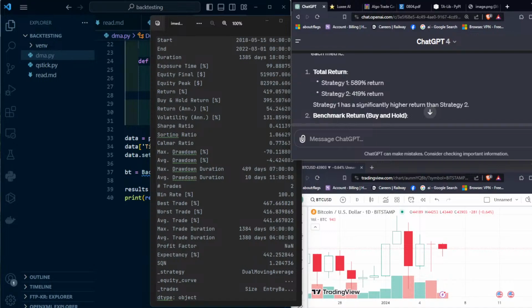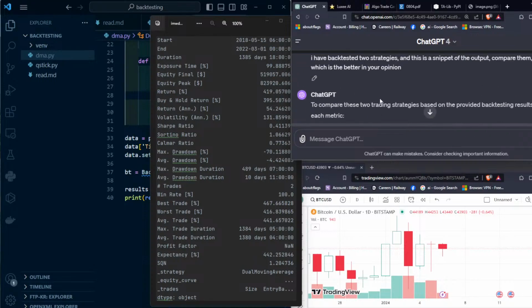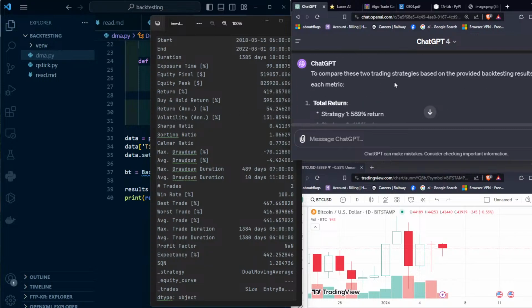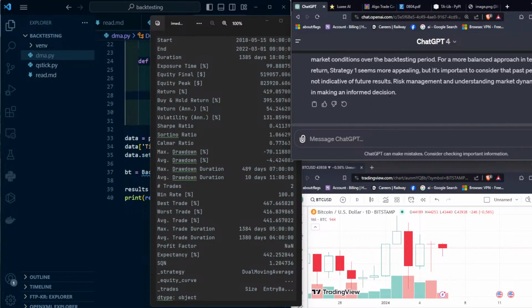Okay, it's basically explaining to you. Strategy 1 has a significantly higher return, which is obvious. Of course, you wouldn't ask ChatGPT if this return is better or this one because it's pretty obvious. But I'm just showing you how you would do it. You would compare a lot of other things that you don't have a lot of knowledge of. For example, you don't know what volatility is, so you would head to ChatGPT and ask, what does volatility of 130% mean?